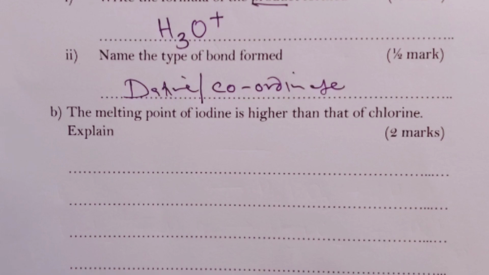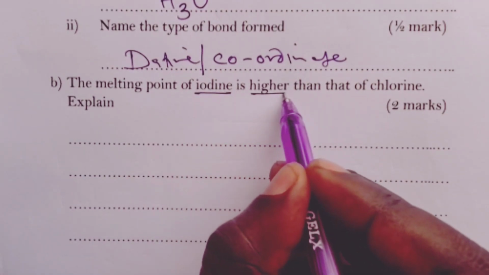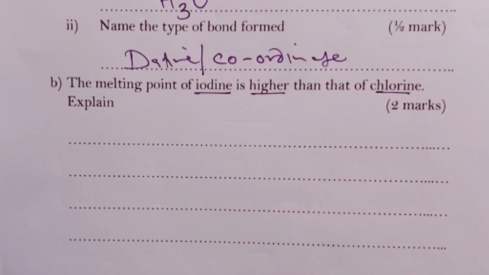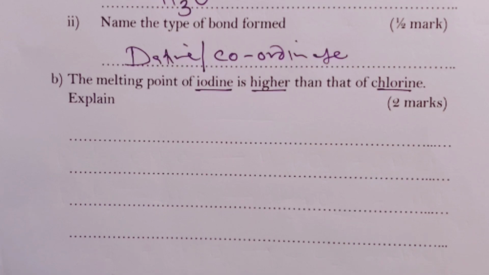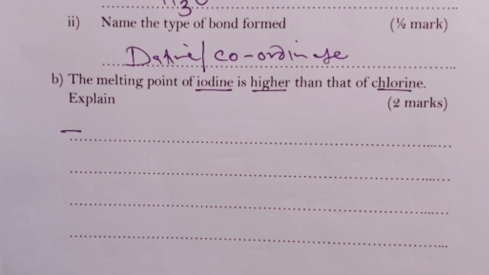Question 9, part B, is telling us that the melting point of iodine is higher than that of chlorine. We are supposed to explain. So we know that iodine molecules are bigger than chlorine molecules, and therefore the van der Waals forces are stronger in iodine.